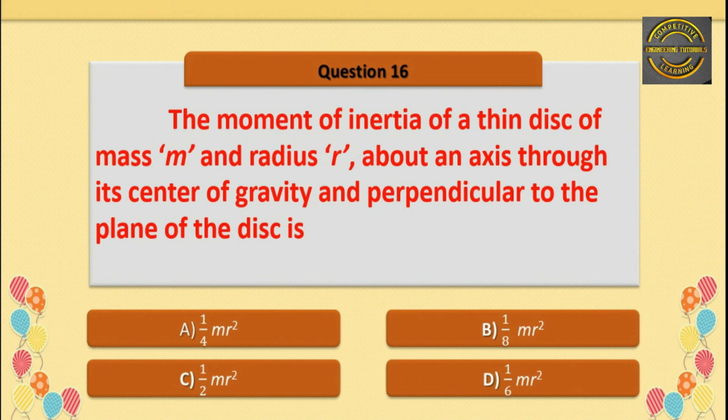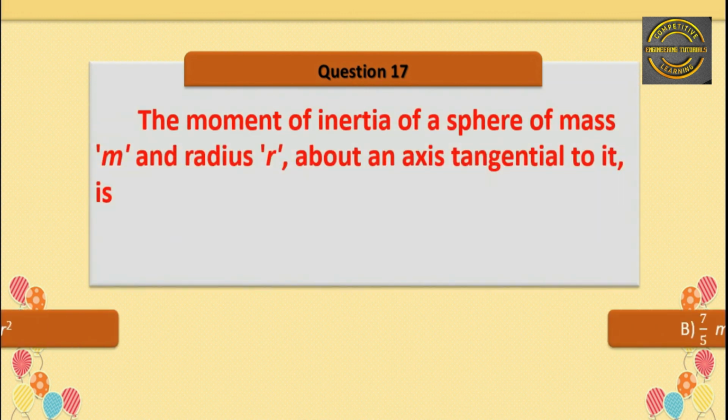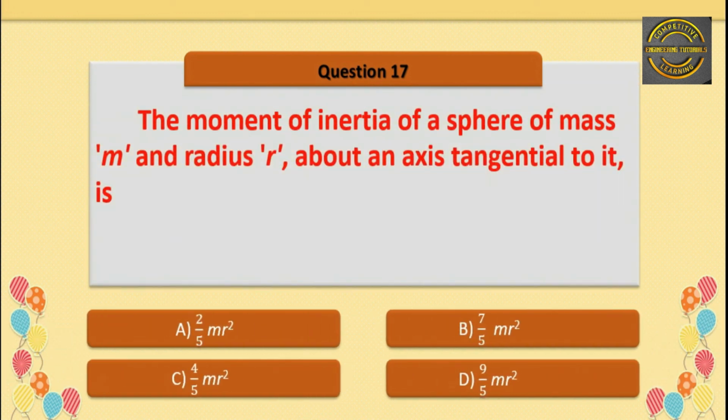Question number 16. The moment of inertia of a thin disk of mass m and radius r about an axis through its center of gravity and perpendicular to the plane of the disk is, option C is correct, 1 by 2 mr square. Question number 17. The moment of inertia of a sphere of mass m and radius r about an axis tangential to it is, option B is correct, 7 by 5 mr square.